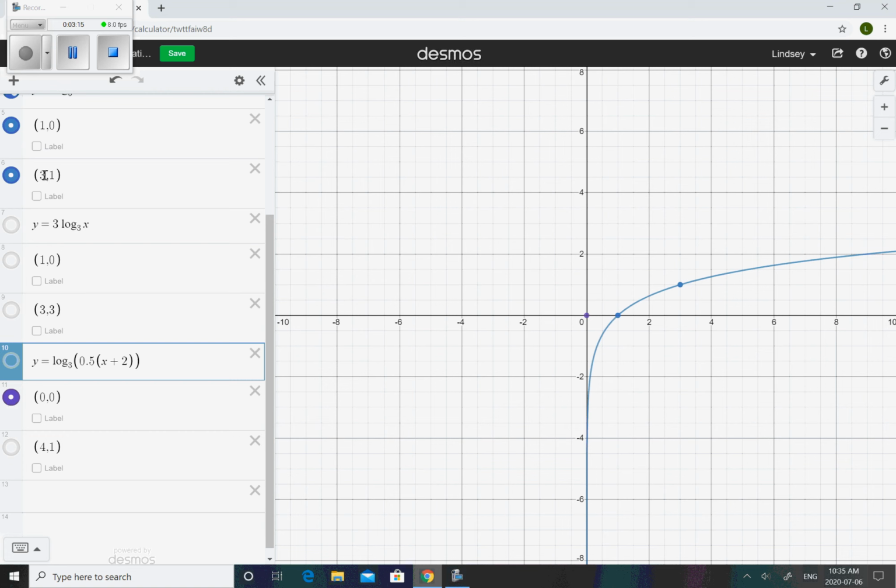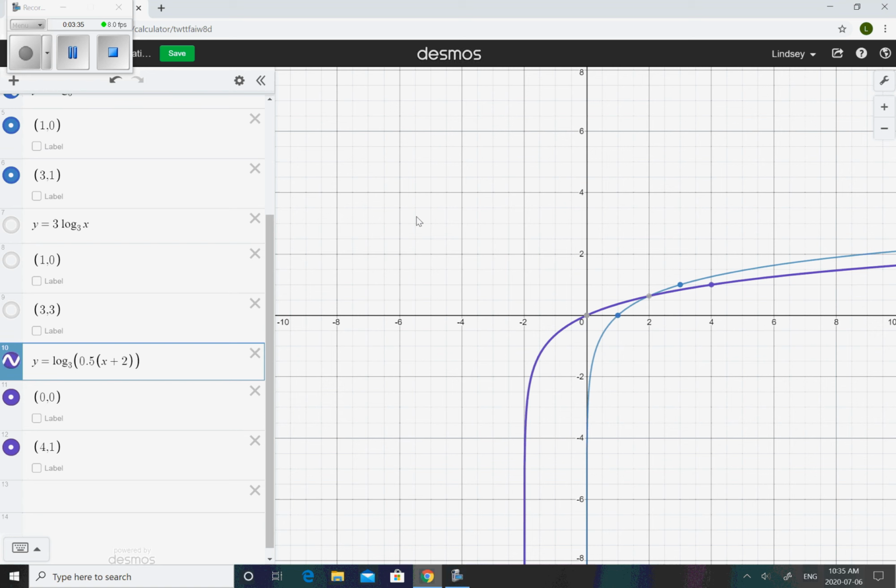Now I'm going to take (3, 1), and I'm going to leave the 1 alone. I'm going to take the 3 and multiply it by 2, so doubling it, I get 6, and then I want to subtract 2, so shift it 2 to the left, and I'll end up at (4, 1). And so my transformed function will look like this.